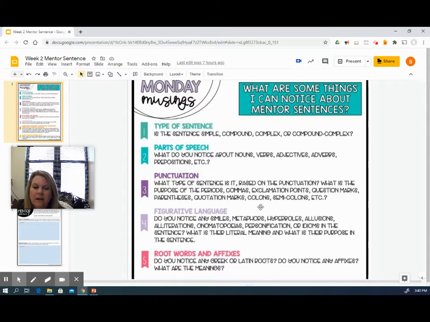If there are any unusual punctuation marks that you're not used to seeing or not something that you use on a daily basis, you might make note of that. Or if they're using punctuation in a strange way that you haven't seen before, maybe it's a punctuation mark that you're familiar with, but you've never seen it used that way, that would be something that you might notice about a sentence. The next thing you'll look for is, does it have figurative language?